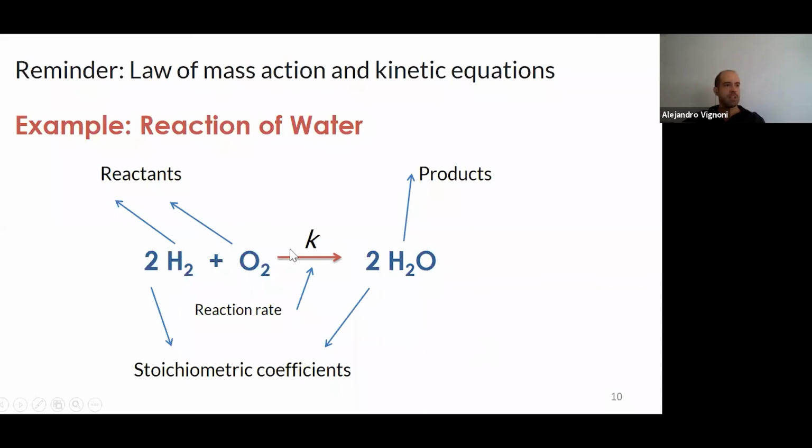So again, reactants, products, and this reaction is happening at the speed dictated by the reaction rate, which is what we put on top of the arrow here, and it's symbolized by K in this case. Another important thing here is the stoichiometric coefficients, which are the quantities of molecules that we need for this reaction to happen. In this case, as we all know, we need two hydrogen (H2) molecules and one oxygen (O2), and with that we get 2 molecules of water.